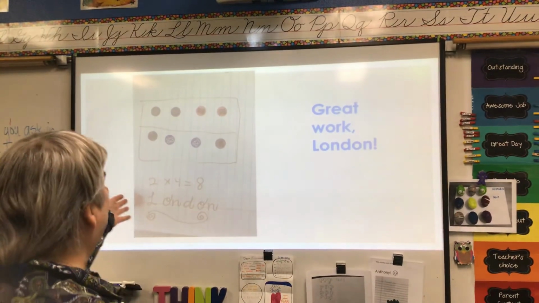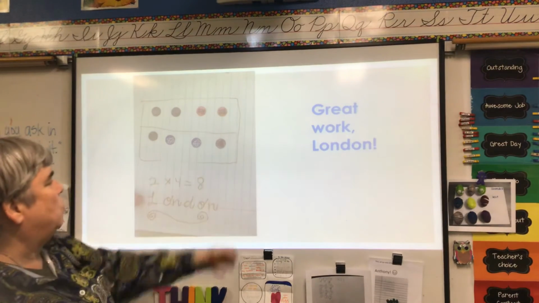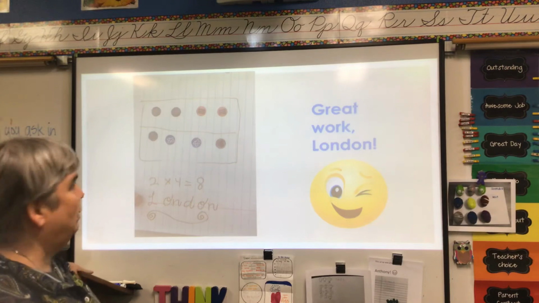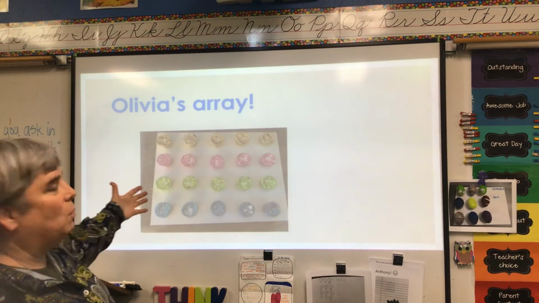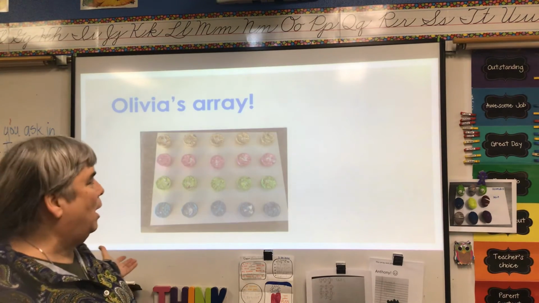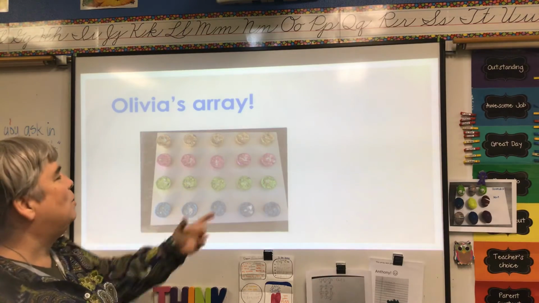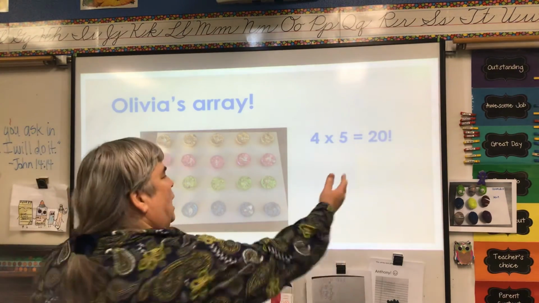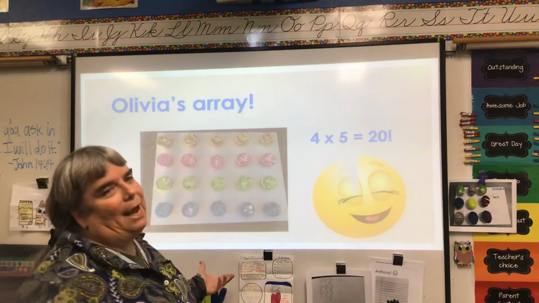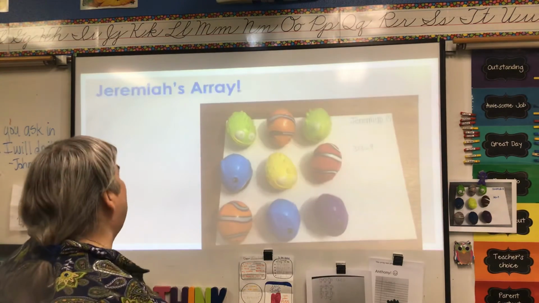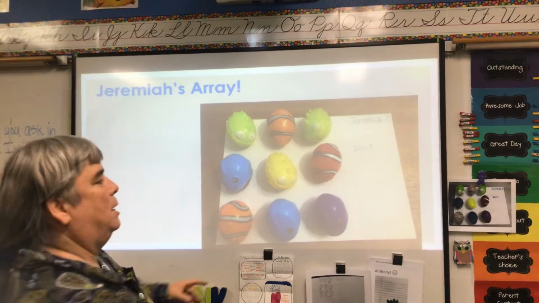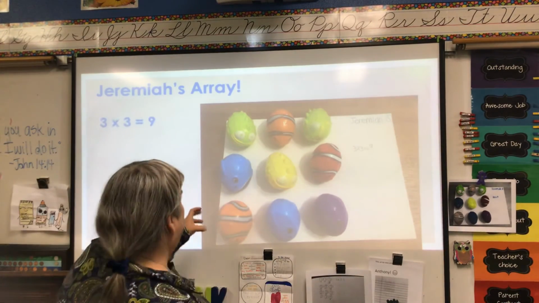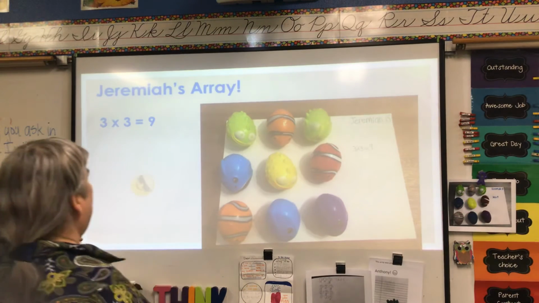Great work, London. She has stickers, 2 times 4. And there's a winky smile. Olivia's array makes me hungry. I don't know why. I'll take one of those. Her array is 4 times 5 is 20, and that gets a very happy smile. Okay, the next one, Jeremiah's array. You might have seen it hanging up here. Okay, and that is 3 times 3.